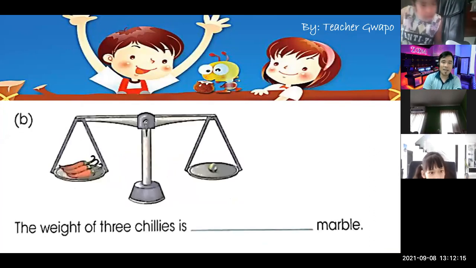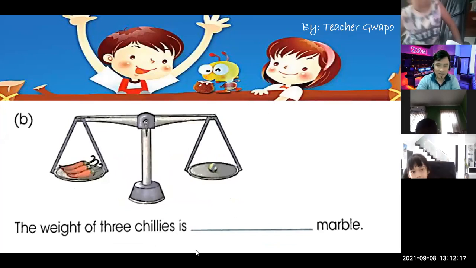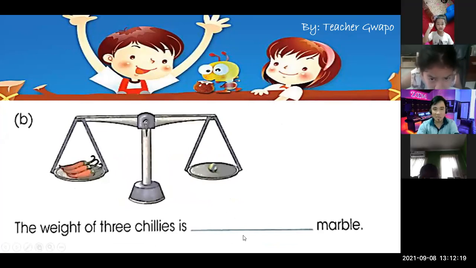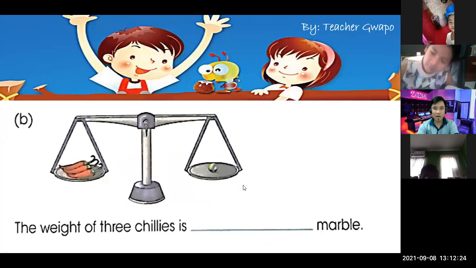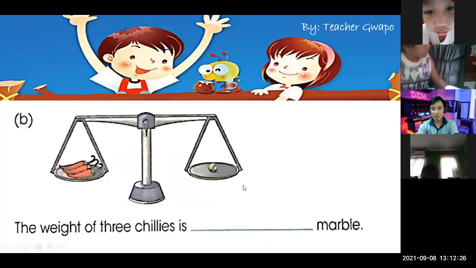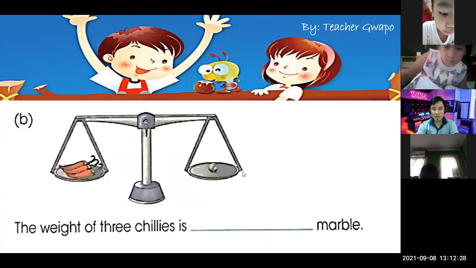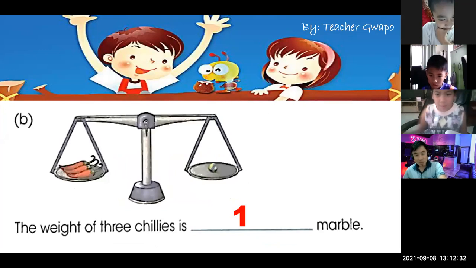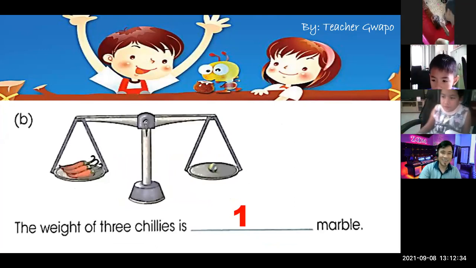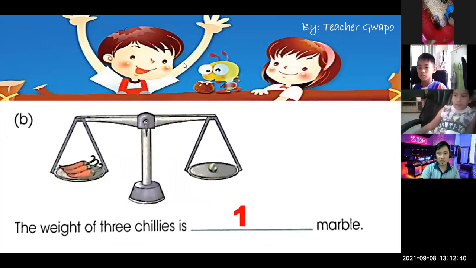Now here, letter B. How many marbles? 1 marble. Okay, 1 marble. You cannot find this one in your book. Okay, now let's proceed to the next one.